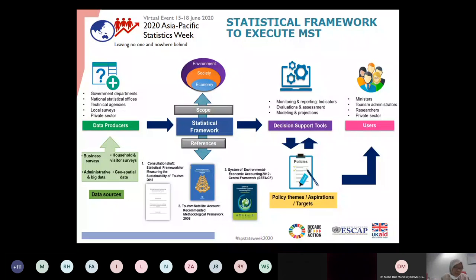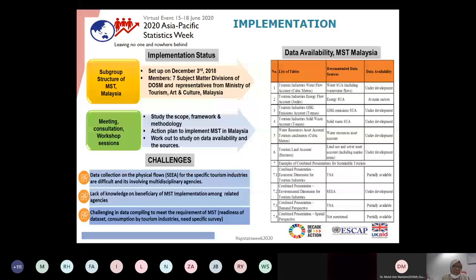Okay, next. For the implementation status, the subgroup structure of Malaysia MST was set up on December 3, 2018, including members from internal DOSM, seven subject matter divisions, and representatives from the Ministry of Tourism, Arts and Culture Malaysia. We do meetings, consultations, workshop sessions, study the scope, framework, and methodology, and the action plan to implement MST in Malaysia, and work to study data availability and data sources. As shown in the slide, most of the data needed are still under development and partially available.